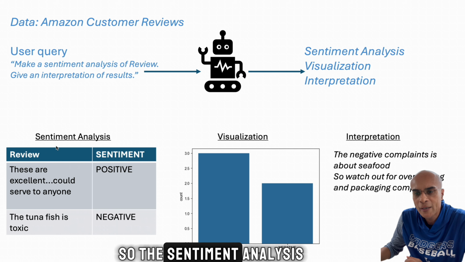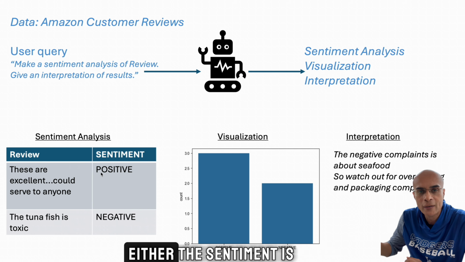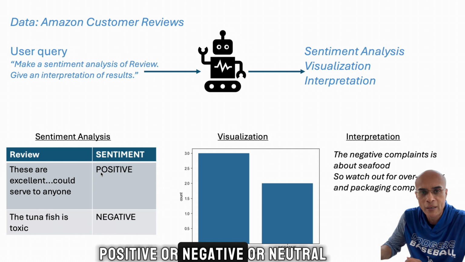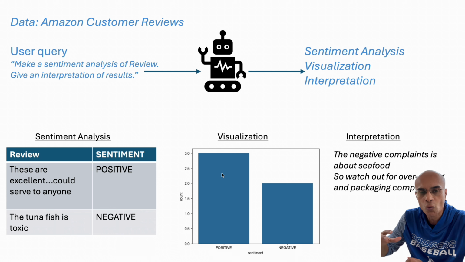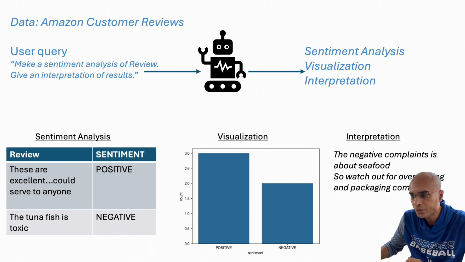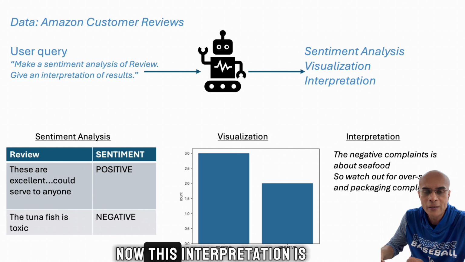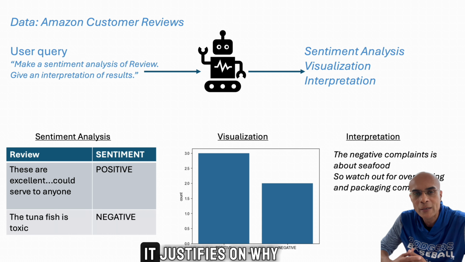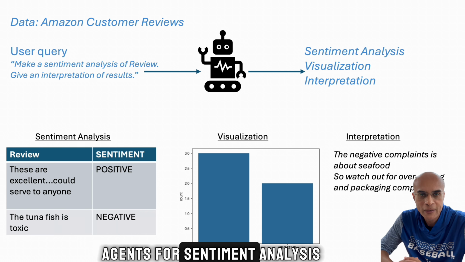So the sentiment analysis should look something like this. For each and every review, we will have either the sentiment is positive or negative or neutral. We'll also be having a visualization which will show the proportion of positive sentiments versus the negative sentiments. And then we'll also have an interpretation of all the results. Now this interpretation is pretty powerful. It justifies why you should be using agents for sentiment analysis.